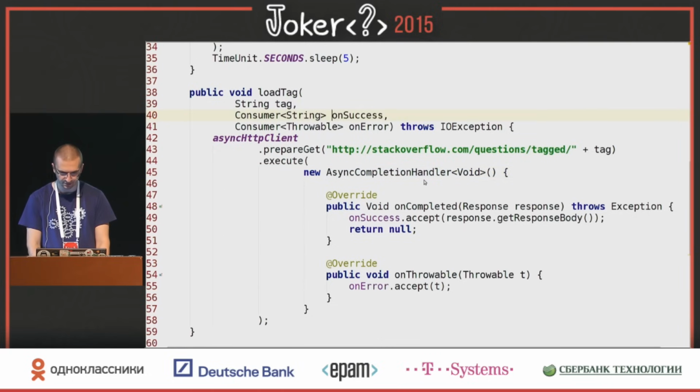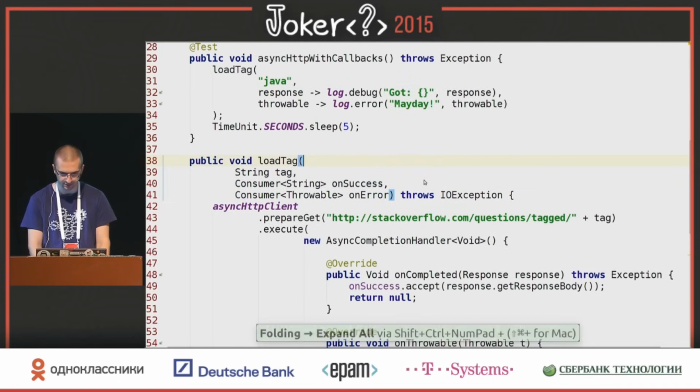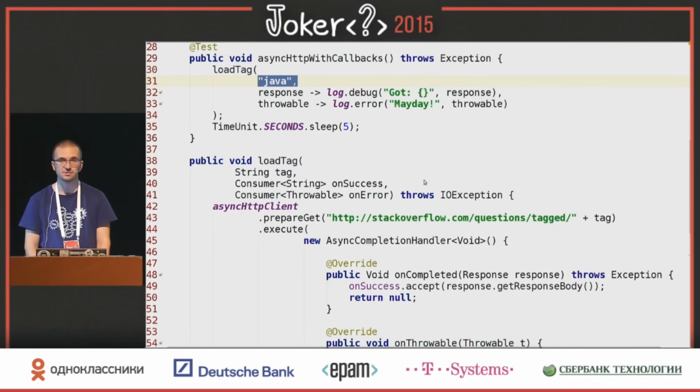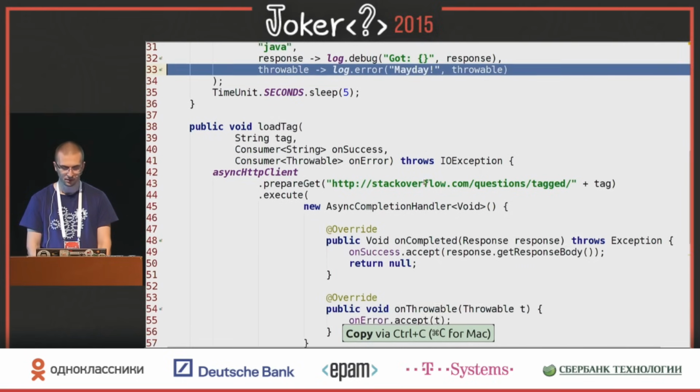So the first thing that you can see here is that it takes two parameters, onSuccess and onError. These are basically callbacks. This is the usage of this method. You call loadTag, and this one doesn't really return anything. It returns void. And it takes three parameters: the business parameter, let's call it like that, and two callbacks, what happens on the response and what happens on throwable.